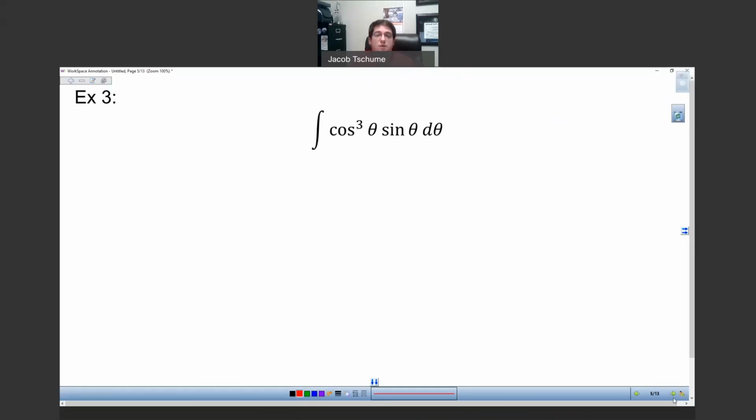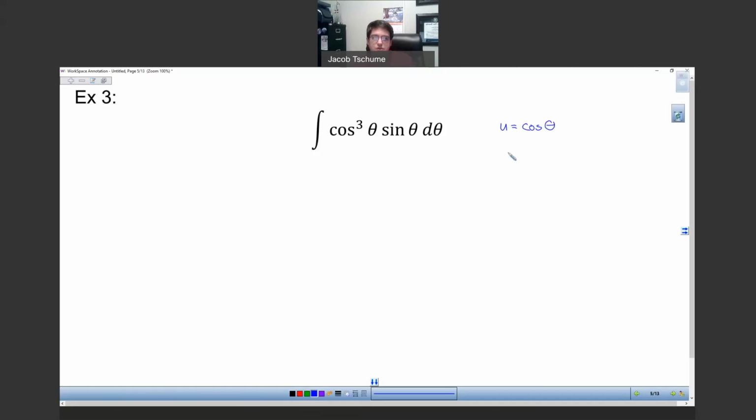All right, so let's do one that has to do with trig functions. What if you're asked to do the indefinite integral of cosine cubed theta times sine theta d theta? While both of these are trig functions, when you're trying to decide what your u should be for u substitution, you want to do the one that's inside of something. Since this cosine function is being cubed, I'm going to let u be cosine of theta.